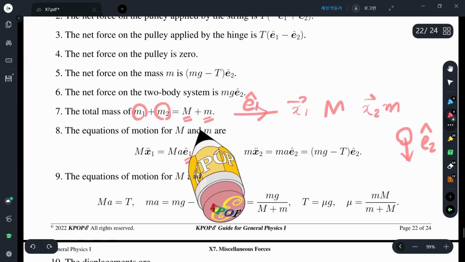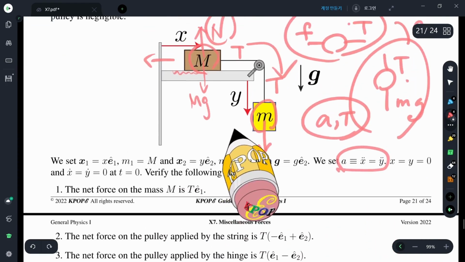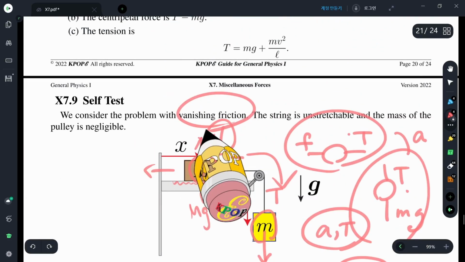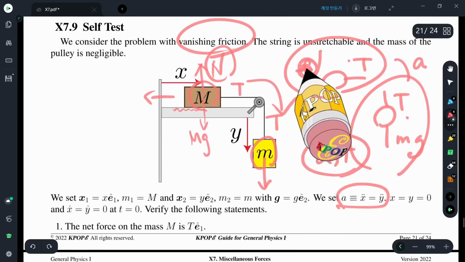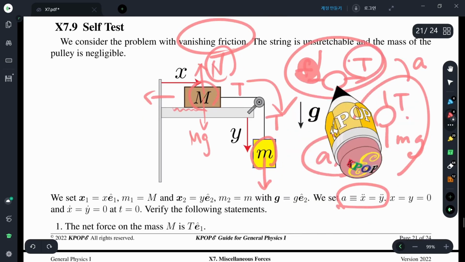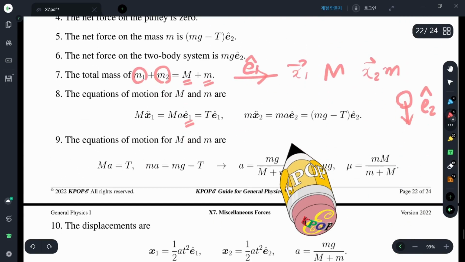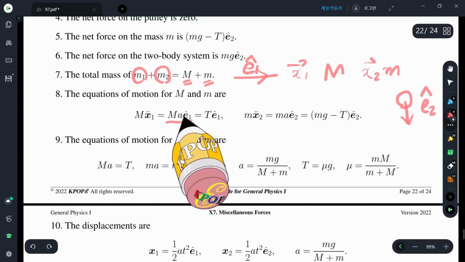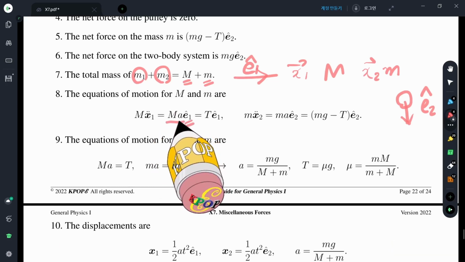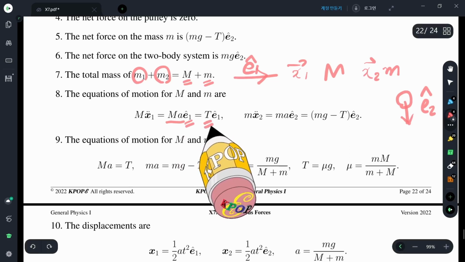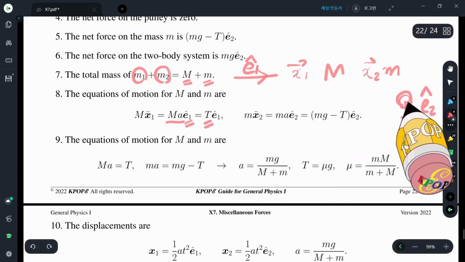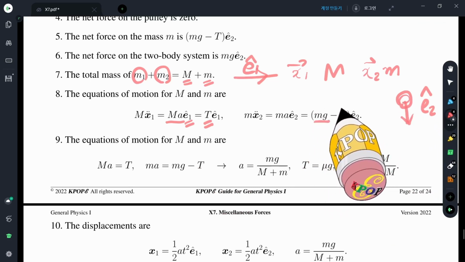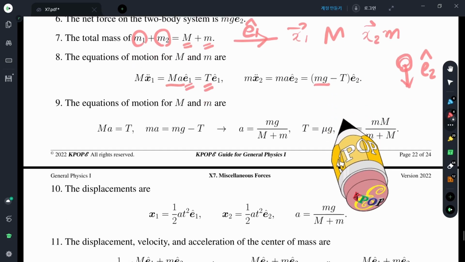In here, there's no friction. Vanishing friction. Even simpler problem. You go away, no friction. So we have tension only. Simple. So the mass times the acceleration is the net force, and the net force is the tension only. And the other one has gravitational force subtracted by the tension. All right.